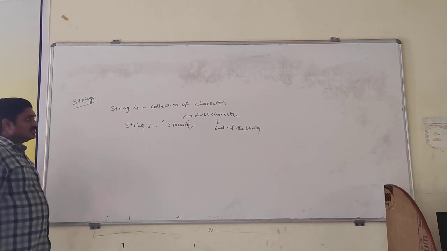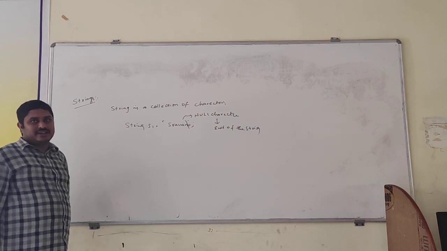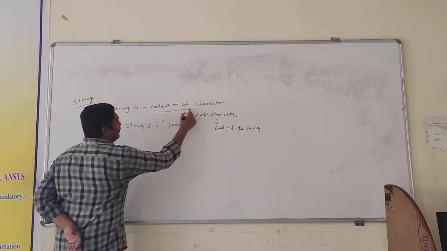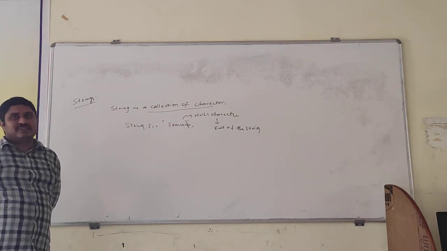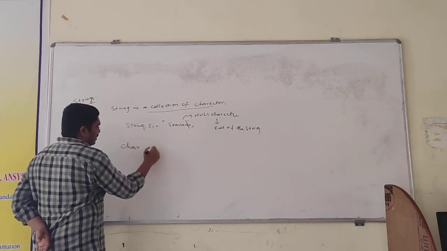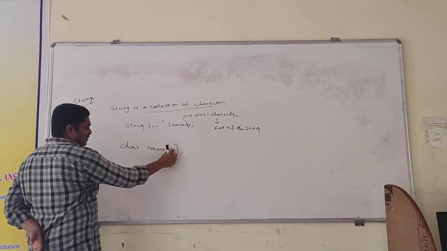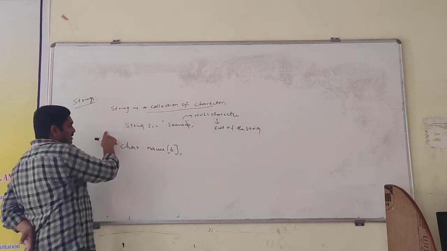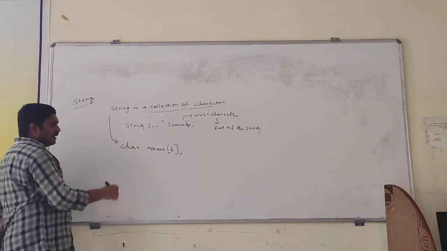Mostly all strings are defined in the form of one-dimensional arrays of character data type. In the definition we say that a string is a collection of characters. By the definition of array, an array is a collection of similar data type elements. Like char name[6], the size represents a collection of characters of the same data type. Hence, strings are represented as one-dimensional arrays of character data type.